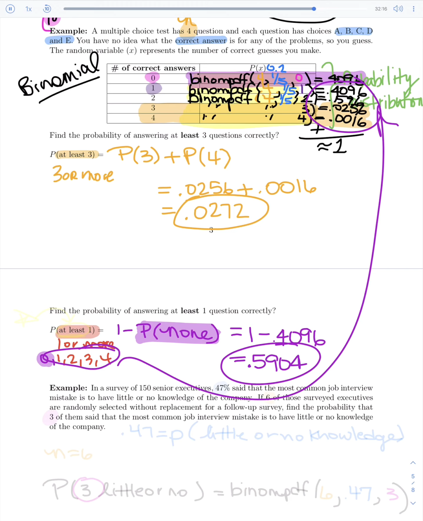The reason why I thought to do complements anyways is because remember what we talked about in that one section? It's when you see the words at least. We learned this back in chapter 4, that whenever you see the words at least, it's probably easier to go ahead and do a complement. Not always, but sometimes, especially when you've got this many things to add up, or possibly even more. Continuing along.